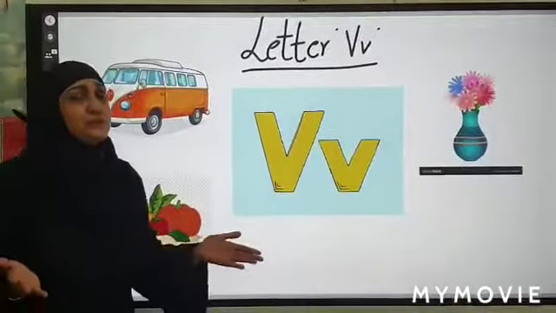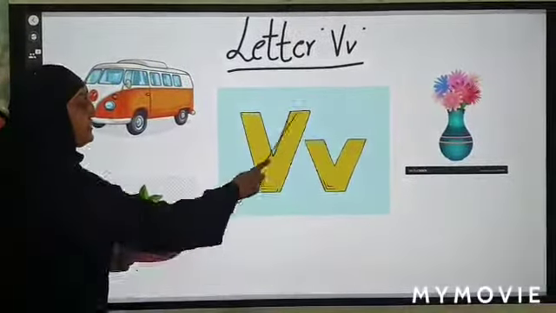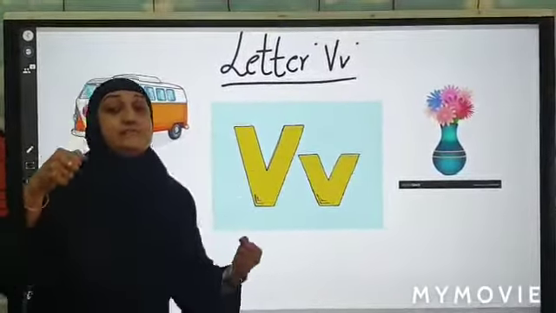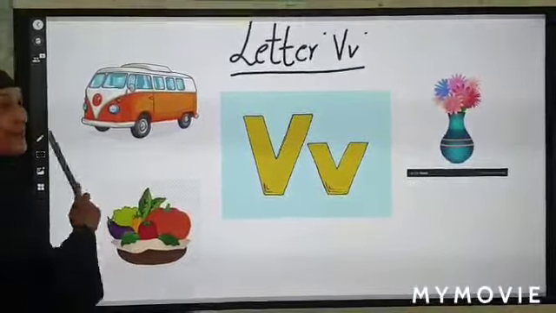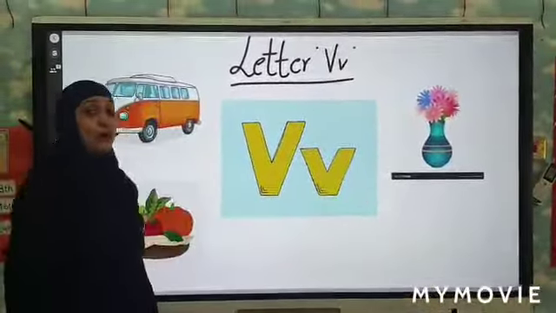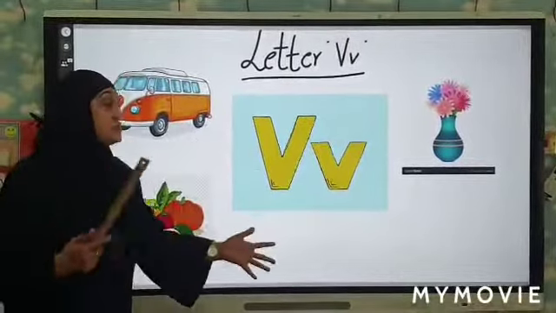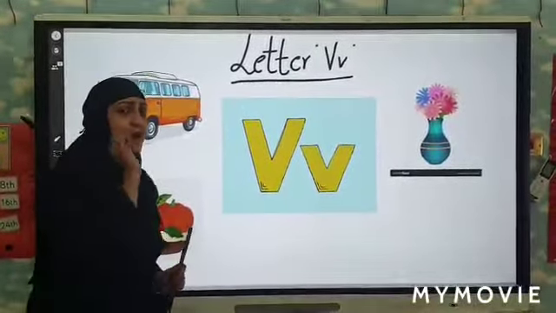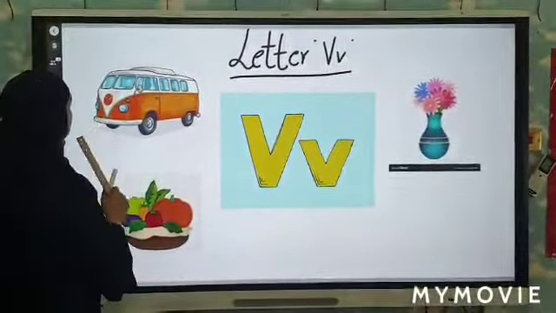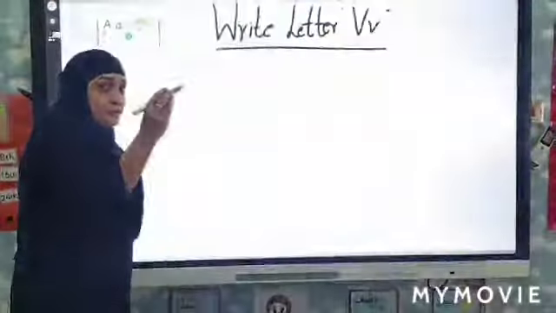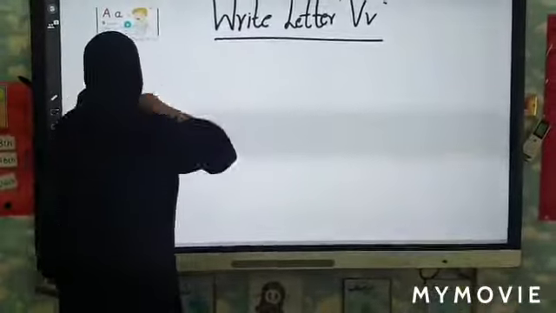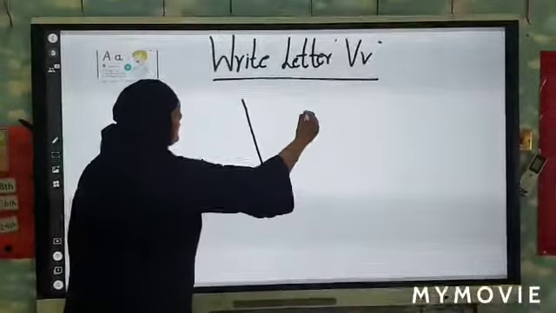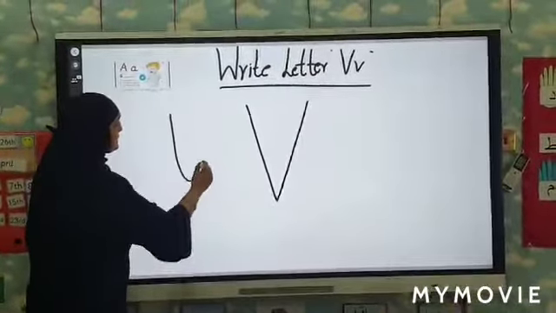So you know this letter, what we are doing? We are doing letter V. This is letter V. And what's the sound for letter V? It is V. Don't try to do it like this. It becomes like a U.